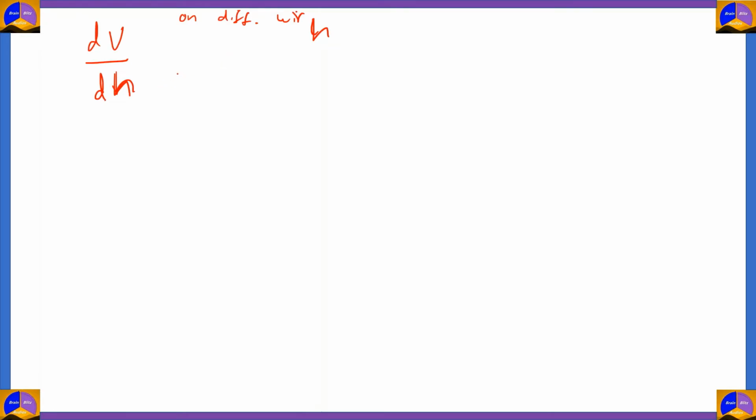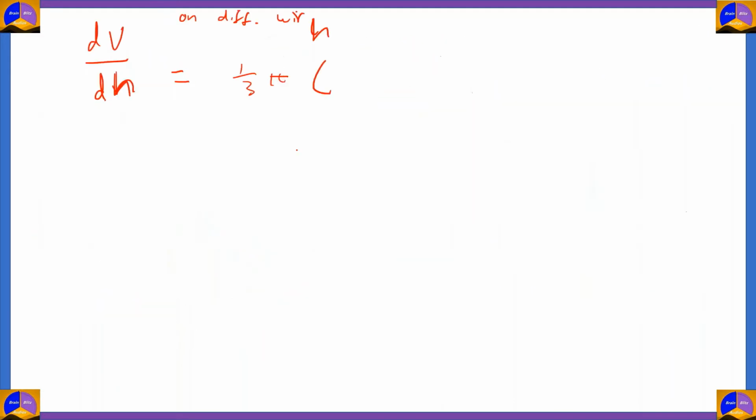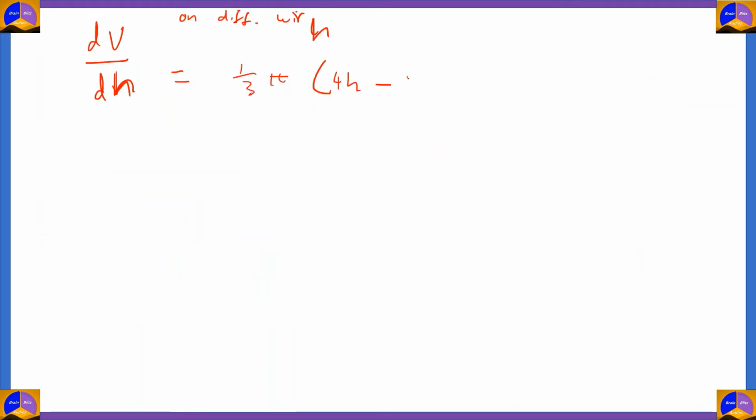So dv by dh will be equal to 1 by 3 pi, and then 2r's, so this becomes 4h minus 3h square.